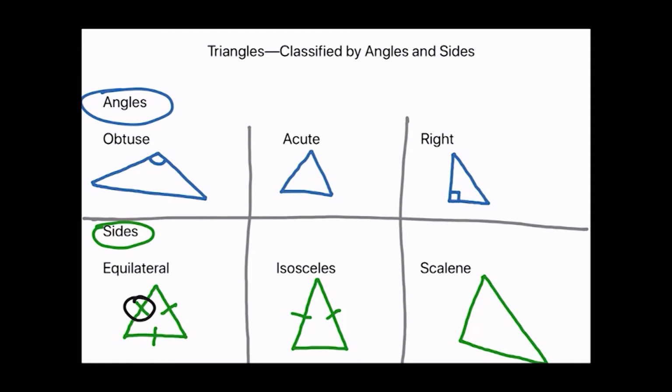So remember that there are two ways to classify triangles. One is by the angles, so you've got obtuse, acute, and right. And one is by the sides: equilateral, isosceles, and scalene. Let's look at a few examples and let's see if you can help classify them.